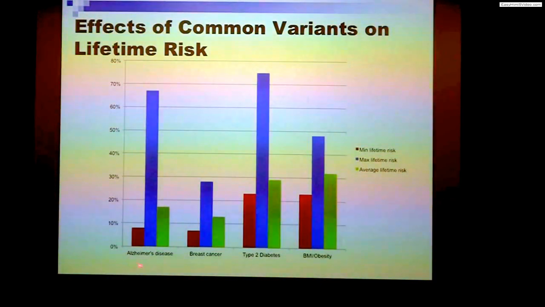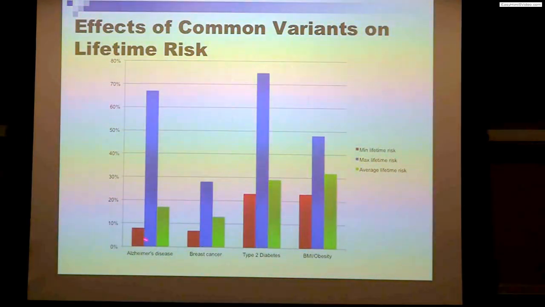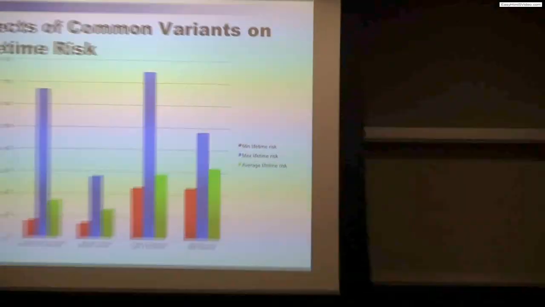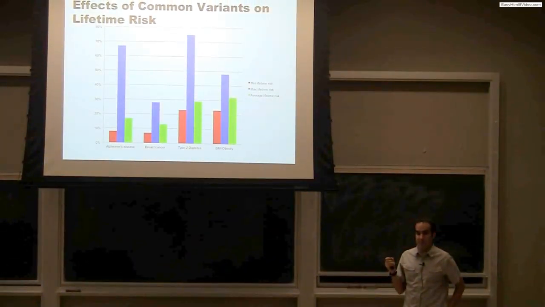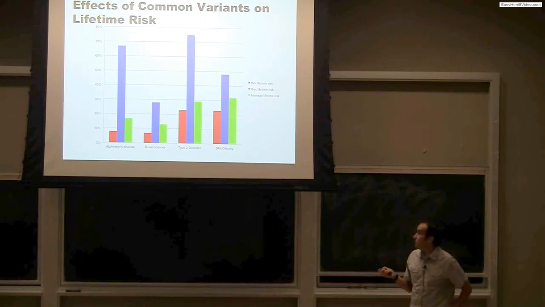If you look, these are 4 diseases: Alzheimer's, breast cancer, diabetes, and obesity. The green bar is the average in the population. The blue bar is the following scenario. If you take every single variant that's been discovered that causes the disease, and you basically lost the genetic gene pool lottery, and you have every variant that increases your risk, this is the highest your risk could be, for example, for Alzheimer's disease. And the red bar is, on the other hand, let's say you won the gene pool lottery and you got every variant that protects you from the disease. This is what your risk would be for each of these.